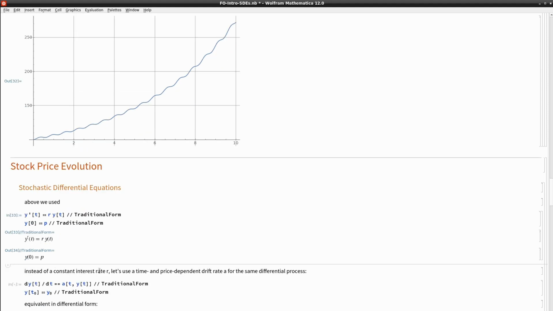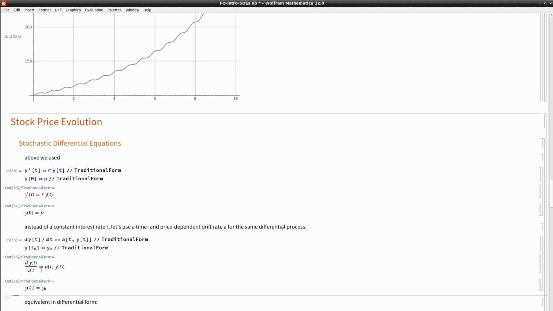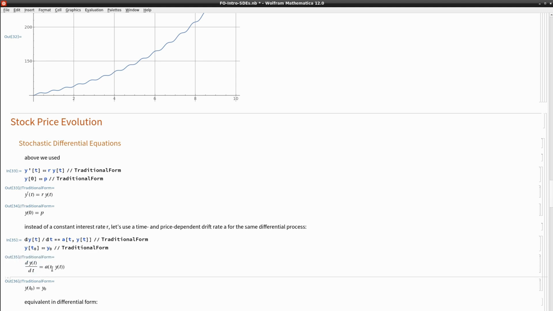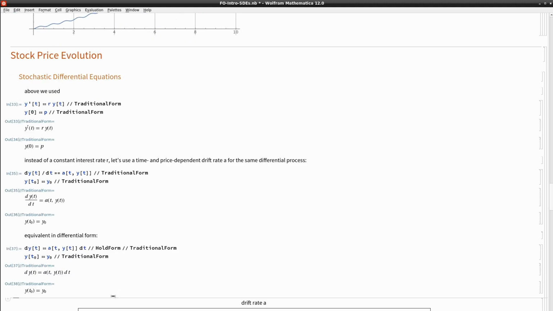And instead of a constant interest rate r, let's use a time-dependent and price-dependent drift rate that we call a, sometimes also called appreciation rate. I think that's where a comes from, for the same differential process. So now we divide by t, and the ratio is now a of t and y of t. So the change, the derivative, is a function that depends on t and also the price, and the price itself is time dependent. Okay, and at t0 we have an initial value y0. And equivalently, in a differential form, it looks like this. Then we have dy of t equals a times dt, and a is our deterministic function depending on t and the stock price.